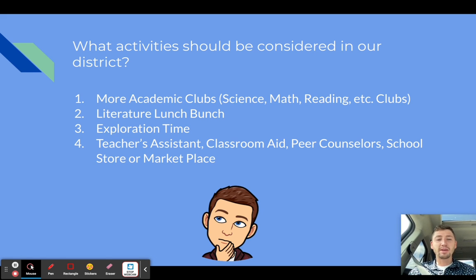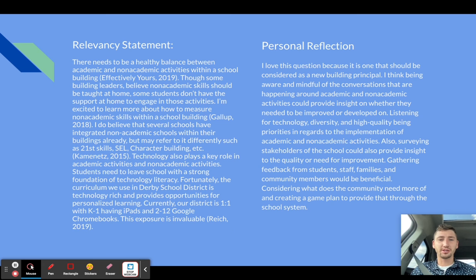Also, maybe an expo time where students can explore some of their hobbies and interests. And then I also think it would be cool to introduce teacher assistants, classroom aides, peer counselors, and maybe even a school store or marketplace within a school. I think that could provide students some of those 21st century skills or character skills of business management, money management, also just social emotional learning. I think that could be a great way to introduce those skills.